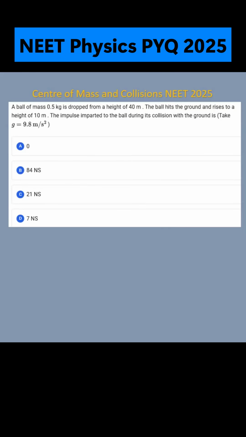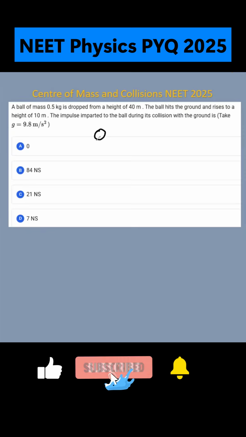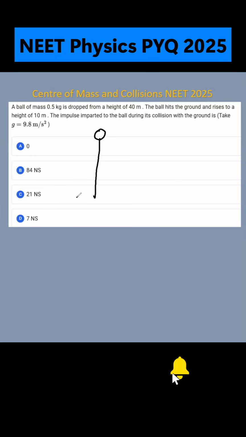A ball of mass 0.5 kg is dropped from a height of 40 meters. So you have a ball. This ball is dropped from an initial height of 40 meters. The mass is 0.5 kg, you can write it as half kg also.